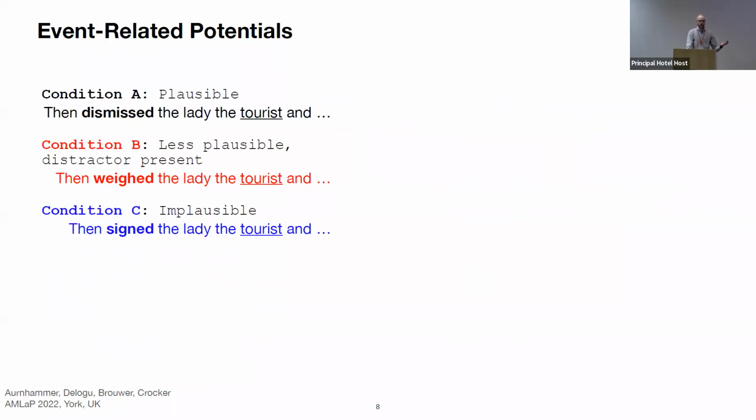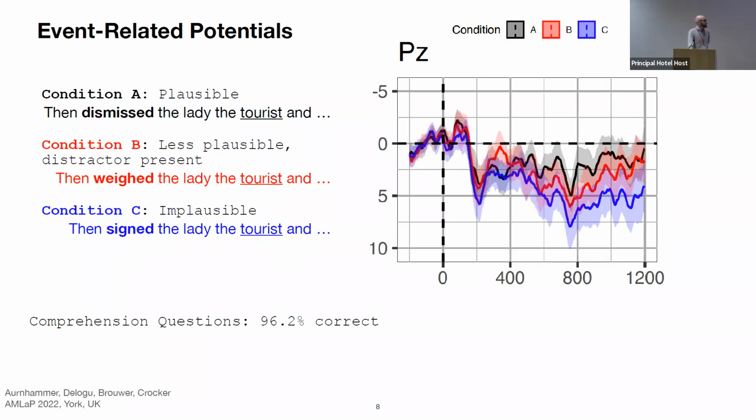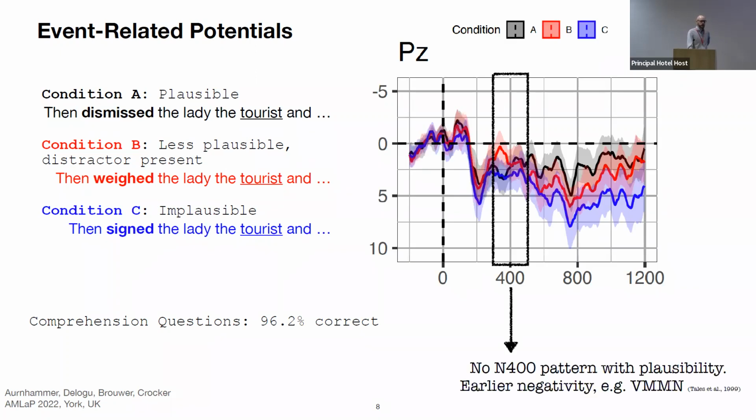Now, of course, to the main bit, the event-related potentials. Again, the same task. Again, very high accuracy. Also, I should say there were no really reliable differences across conditions here. And what we then found in the ERPs is that in the N400 time window, there wasn't really any pattern with plausibility here, but we did find an earlier negativity for condition B here. And in its time course, for example, its peak, it seems a little early to be an N400.